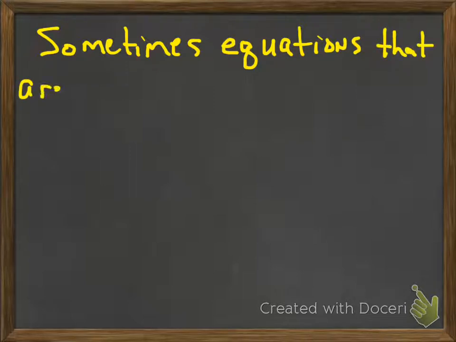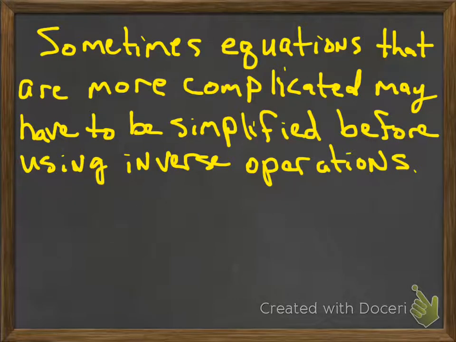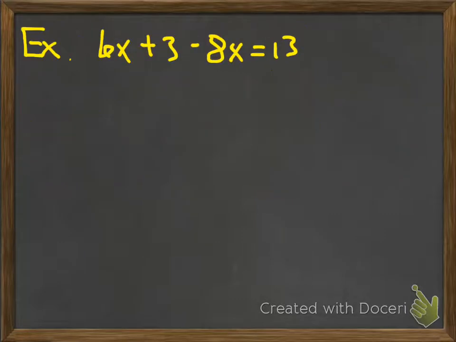We'll see. But sometimes we want to look at this where some equations are more complicated than others. Okay. And if they're more complicated, they may have to be simplified first before using inverse operations. So we sometimes have to do something else, like the distributive property and combining like terms, before we can worry about, say, adding, subtracting, multiplying and dividing. For example, let's look at this.